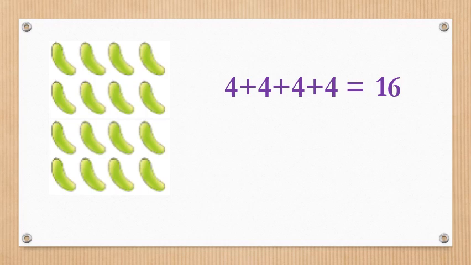Okay, in the second method what will we do? 4 times 4. So 4 multiplied by 4 is equal to 16. Isn't it? Same answer we get by addition and also by multiplication. Okay.